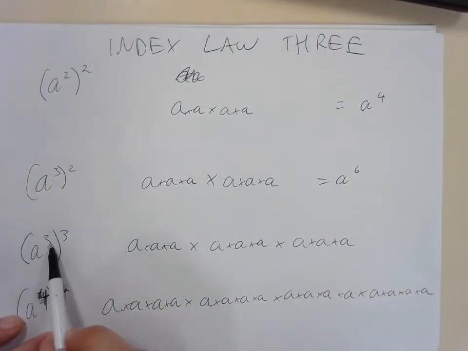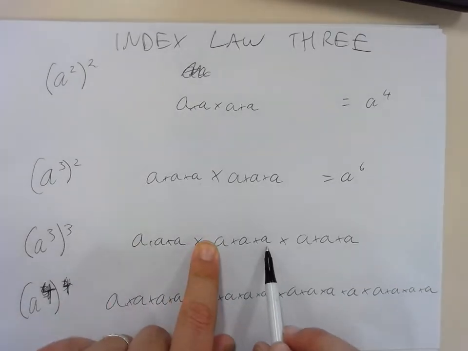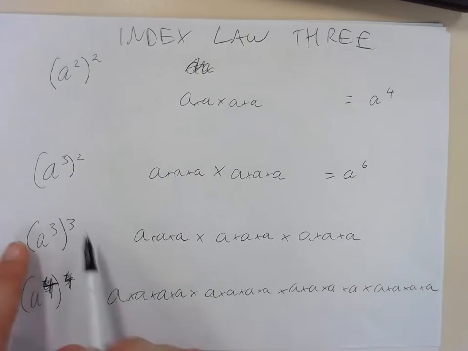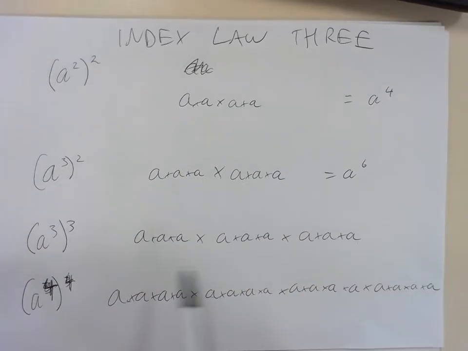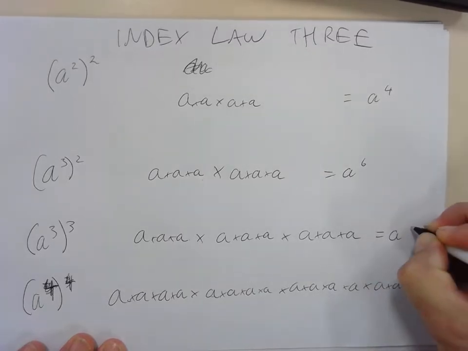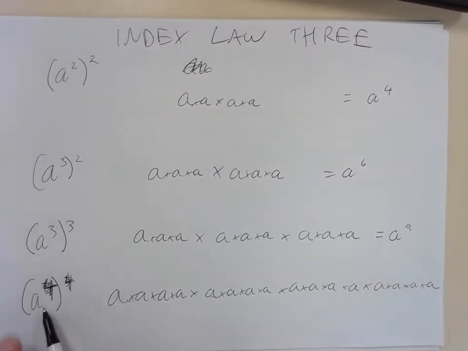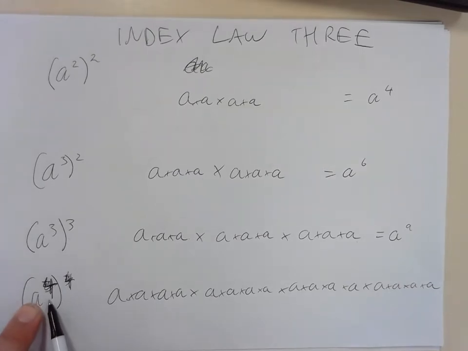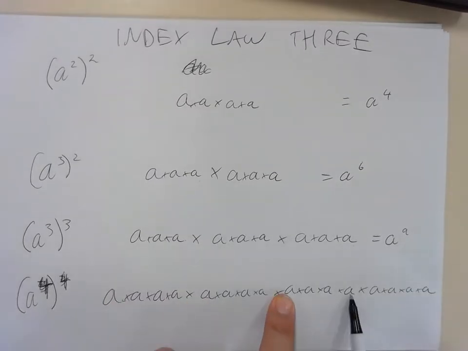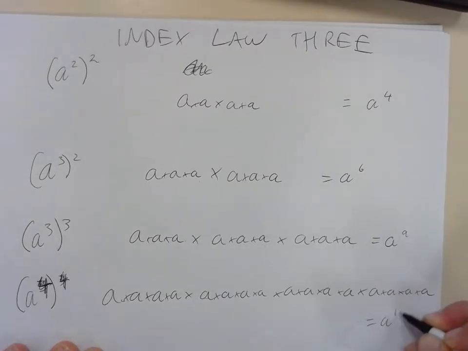Here, a to the power of 3, all to the power of 3. So I have a to the power of 3 times itself again. Okay, I'm multiplying it by itself 3 times. A times a times a, a times a times a, a times a times a. So I get a to the power of 9. And last one, a to the power of 4, all to the power of 4. So I get that multiplied by itself 4 times. 1, 2, 3, 4. And I count all of those a's up, and I get a to the power of 16.